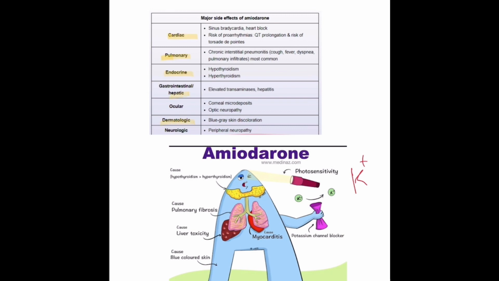Here is an interesting picture to remember the side effects of the amiodarone. So the A represents amiodarone, and it's blue because it causes a blue skin discoloration. There is the thyroid, there is hypothyroidism and hyperthyroidism. There is lung fibrosis, liver fibrosis.